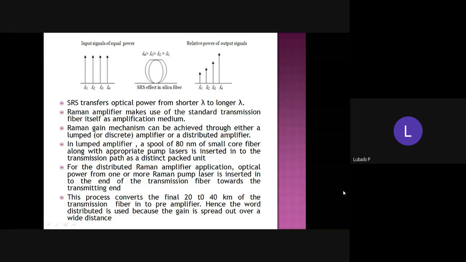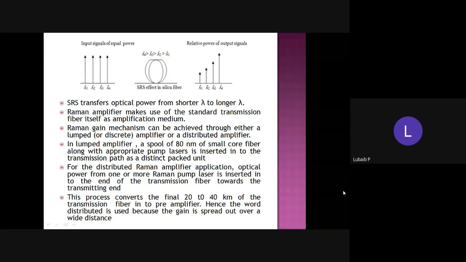If the wavelength lambda 4 is greater than lambda 3, which is greater than lambda 2, which is greater than lambda 1, then the relative power of the output signals follows that same relation. SRS transfers optical power from shorter wavelengths to longer wavelengths.